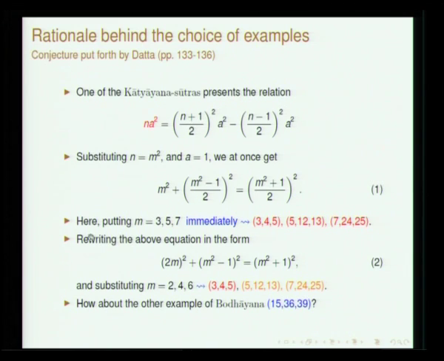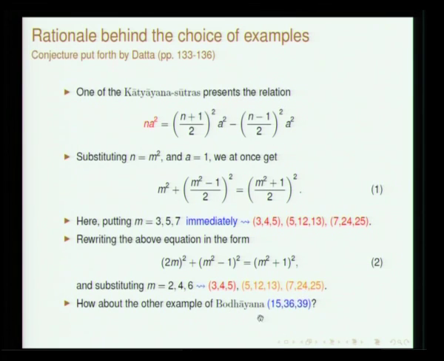So, if we make a substitution, n is equal to m square, and we plug in a is equal to 1, then this transforms into this particular form. If we plug in the value m is equal to 3, 5, 7, immediately you get these triplets. Okay. So, 3 4 5, 5 12 13, 7 24 25. If we rewrite this equation in this particular form and then substitute the values 2, 4, 6, it immediately gives you 3 more triplets. In this you can see that 2 triplets are the same, but the others are different.